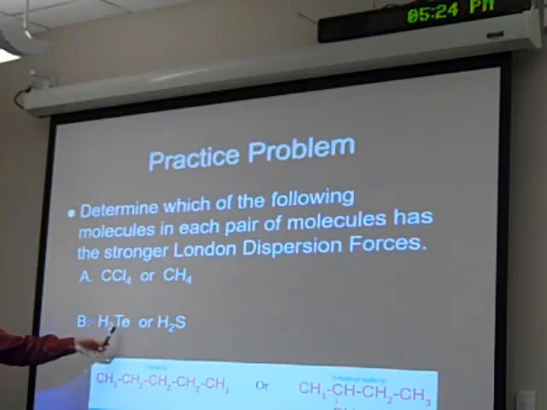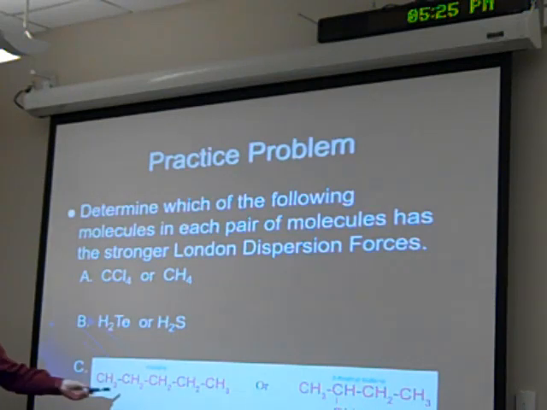What about this one, H2Te or H2S? Do I need to pull up a periodic table? Do you have a periodic table? Should be at the front of the book. So tellurium, I think, is a couple down from sulfur. Yeah. Heavier atoms, larger atoms, greater intermolecular forces.